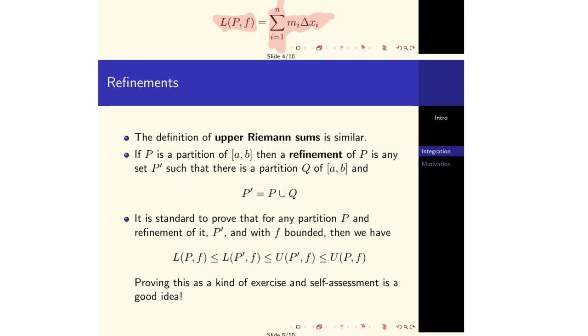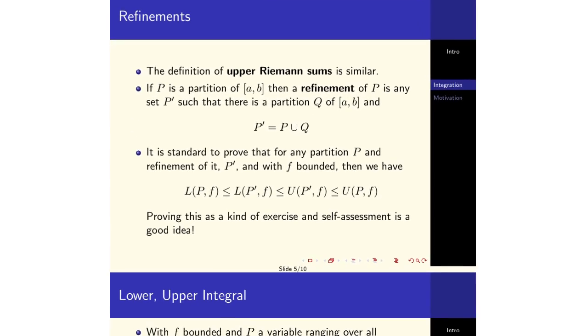And then we can go on to talk about refinement. If a set P is a partition of the interval from a to b, then a refinement of P is another set P prime such that the following holds. There is another partition Q of the same interval, and P prime is the union of the two partitions. This is not always how it's defined, but it makes sense to me, and I think it is a good way to think about what a refinement is.